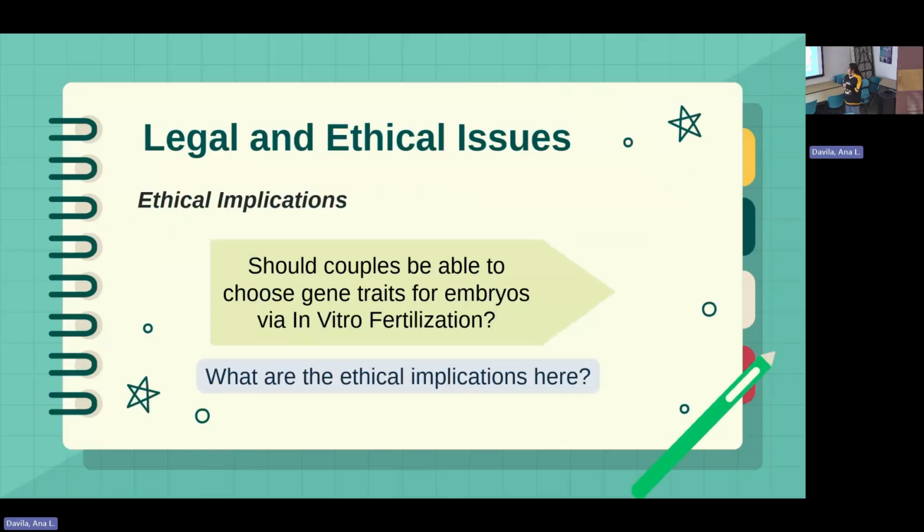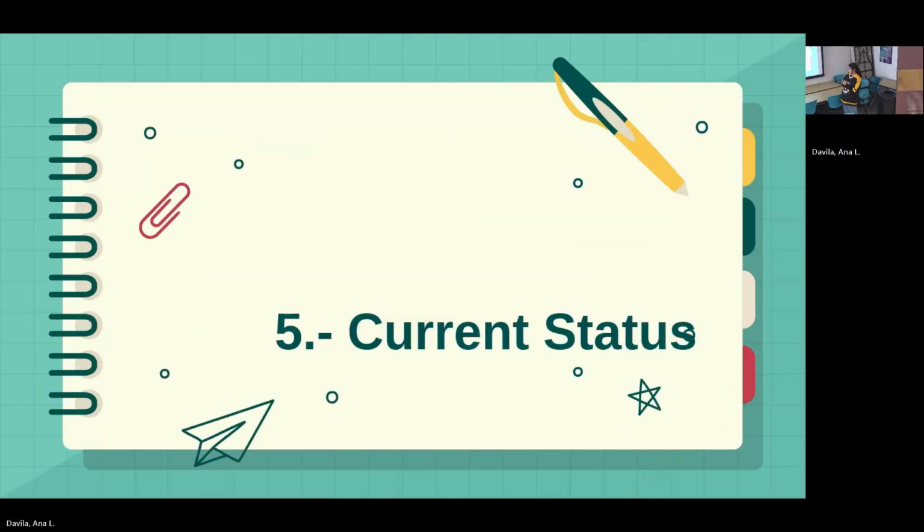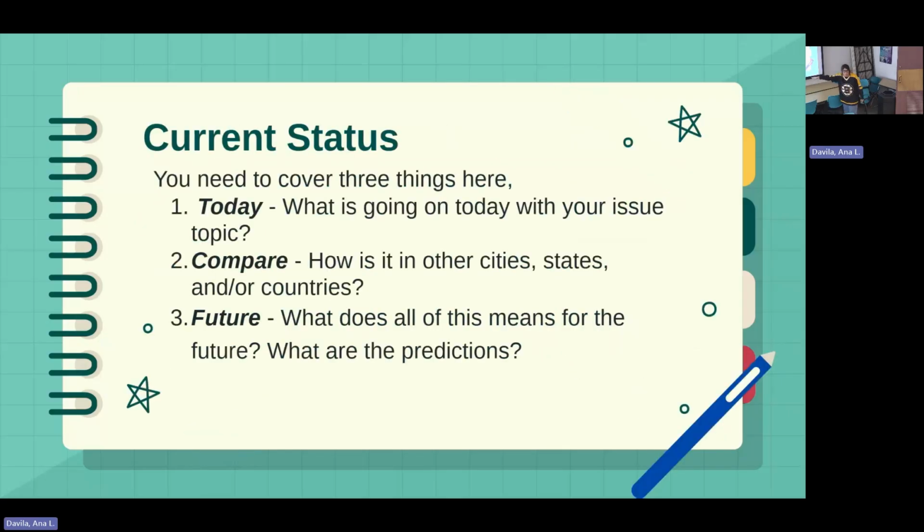Okay, then we go into current status. So for current status, I need you to do three things. You're gonna put me that today. What is going on today? What is happening? Like regardless of the pros and the cons and the legal issues, what is going on today? And you can say, today, I don't know, like in vitro fertilization is still not a well-developed thing, but we're still doing it.